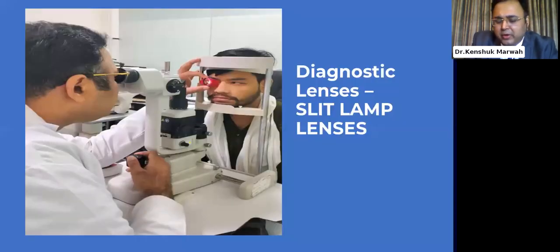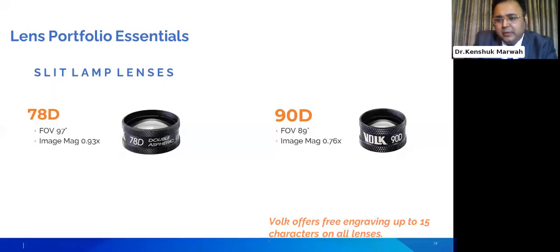Now, moving on to the next segment of our talk, the diagnostic lenses, the slit lamp lenses that we use. Most of the ophthalmologists are using the slit lamp lenses. I started my residency with the 90 diopter lens. The 90 diopter lens is very commonly used. It's easy to carry. Same with the 70 diopter lens. Somebody already acquainted with the 90 diopter lens knows it gives an image magnification of 0.76.